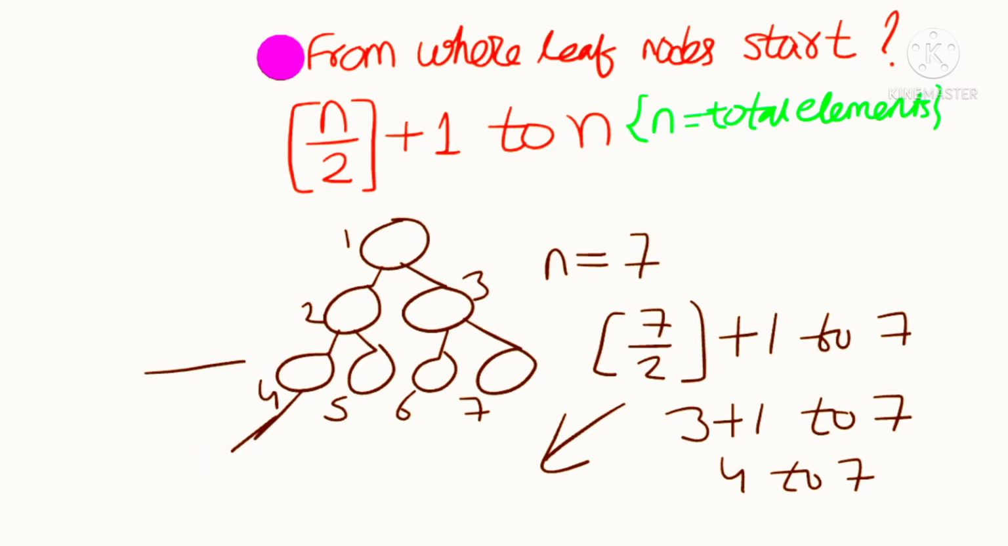Okay. This is called the leaf nodes. It starts, for this example, from 4 till 7.